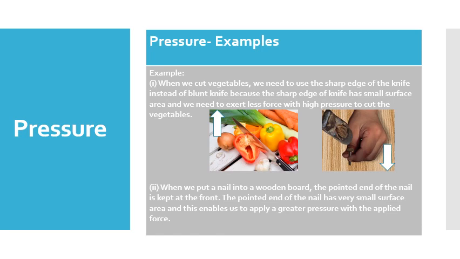And the second example: when we put a nail into a wooden board, the pointed end of the nail is kept at the front. The pointed end of the nail has a very small surface area, and this enables us to apply a greater pressure with the applied force. So from this example we understood that when the surface area decreases, pressure increases. So both are inversely proportional to each other.